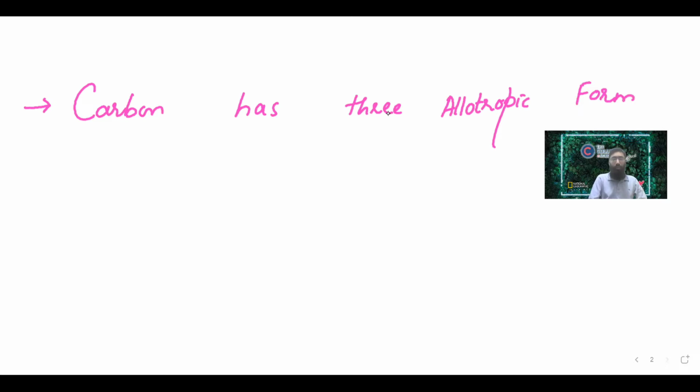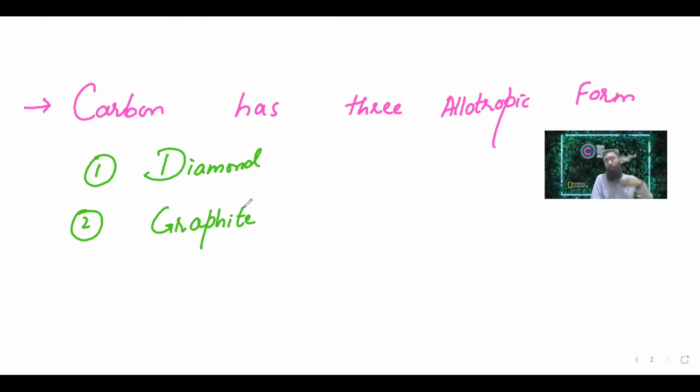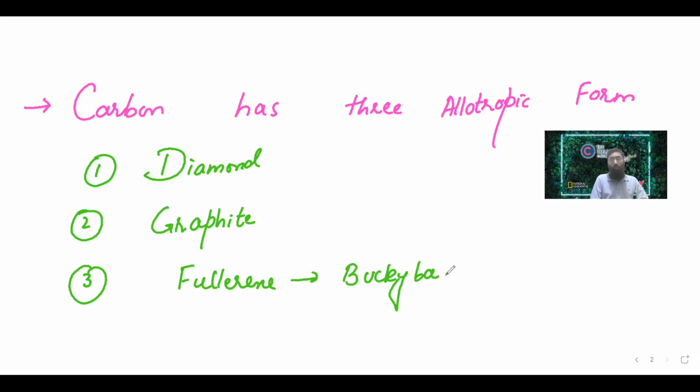Number one is diamond. Diamond is one of the allotropic forms of carbon. Number two is graphite. Graphite is another allotropic form of carbon. Number three is fullerene. We also call it Bucky ball or Buckminster fullerene. This is one of the allotropic forms of carbon.